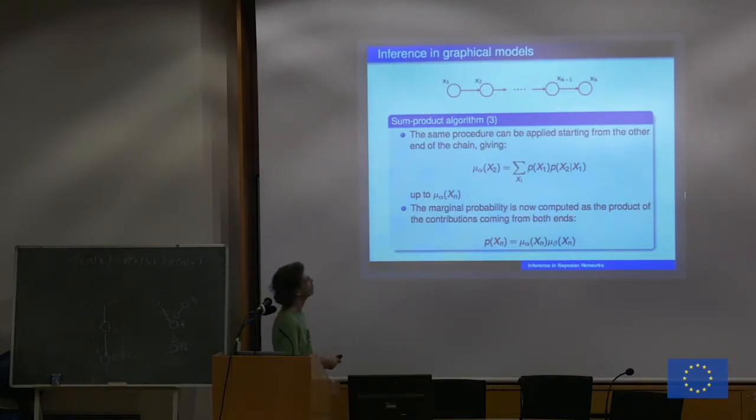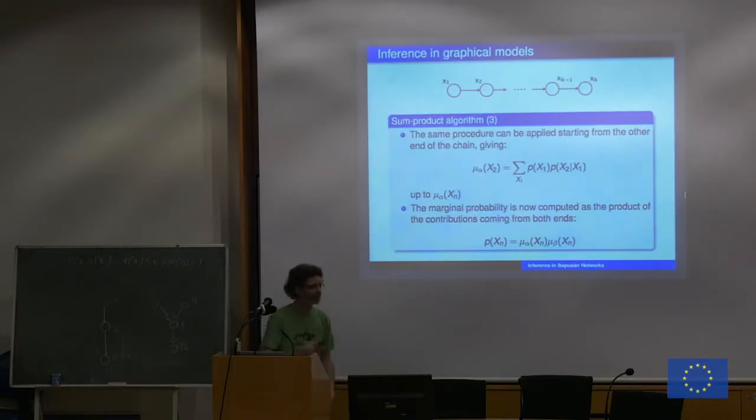And then you will do the same. So mu alpha of x3 is the sum over x2 of mu alpha of x2 times p of x3 given x2, and so on, aggregating until you get to mu alpha of x_n. At this point, you ate all the summations, and p of x_n is just the product of these two values.